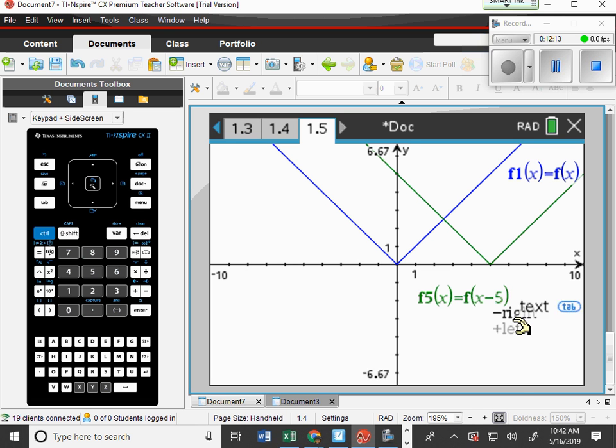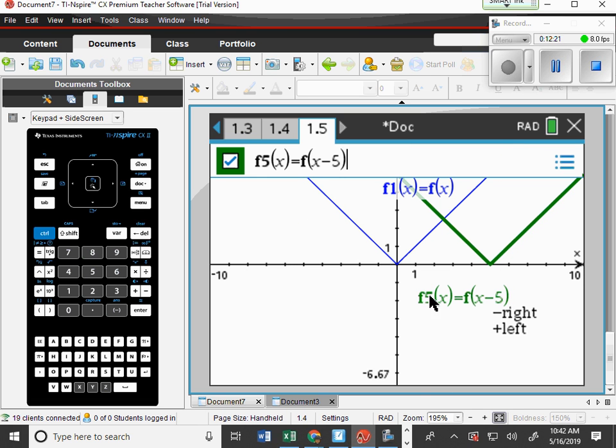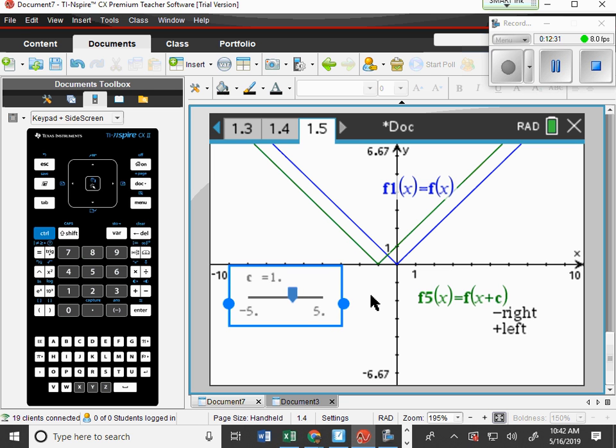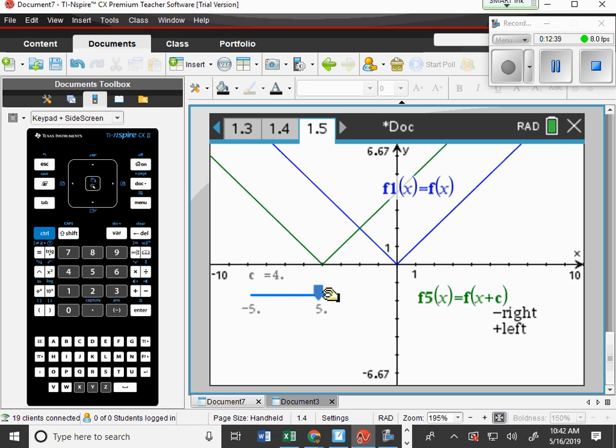So you can see this really easily if I make it general. What if I put a C here and I put a plus? See there, and I make it a slider. Notice what happens when C is positive. When C is positive, the graph is moving to the left. When C goes negative, the graph is moving to the right. So that's what happens with the number that you either add or subtract from C.